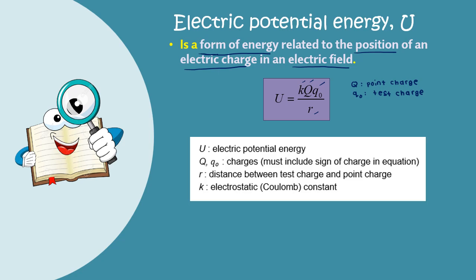So from here, U is the electric potential energy, and Q and Q naught are the charges. When you do the substitution in the equation, you must include the sign of the charge. R is the distance between the test charge and the point charge. K is the electrostatic or Coulomb constant. And U is a scalar quantity. The SI unit of U is the joule, or you can use the symbol capital J.